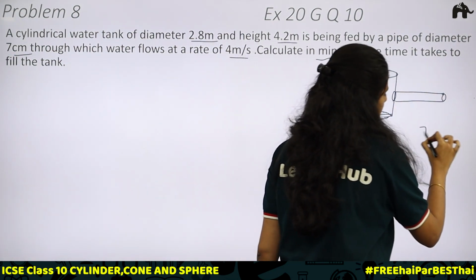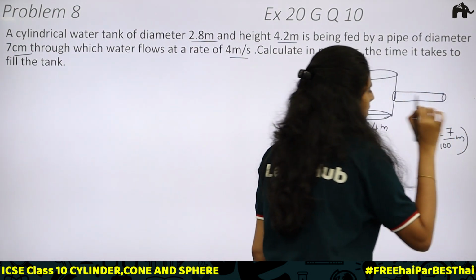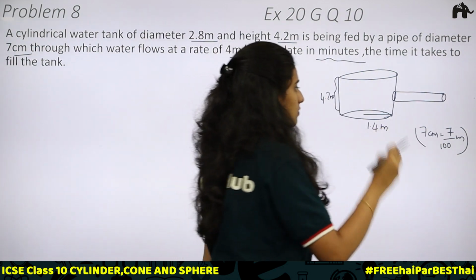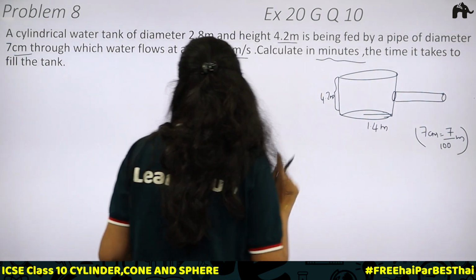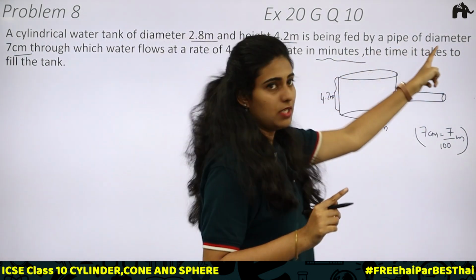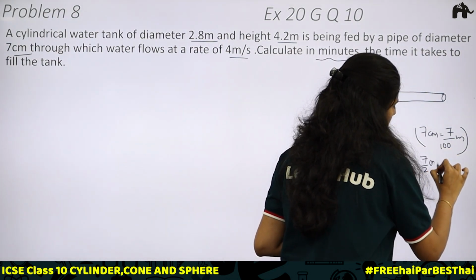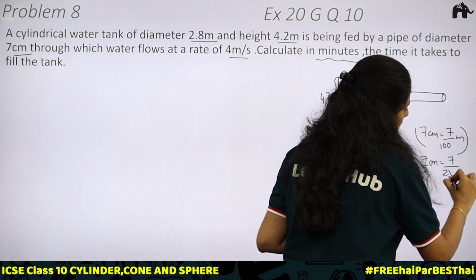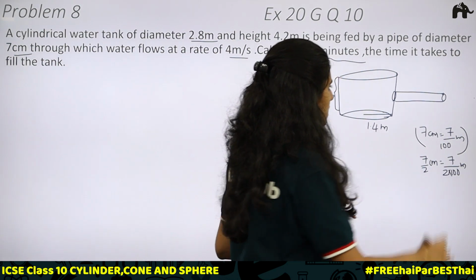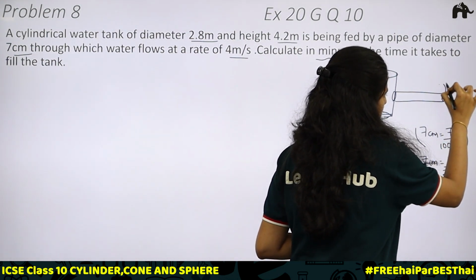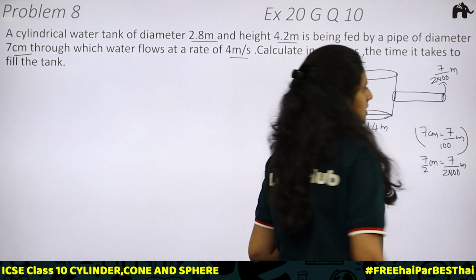So, 7 centimeter will be equal to 7 by 100 meters. Yes, we know 1 meter is 100 centimeter. Therefore, 7 centimeter will be equal to 7 by 100 meter. Now, 7 by 100 meters is the diameter. We need radius. What will be the radius then? 7 by 2 into 100 meters is the radius of the pipe.